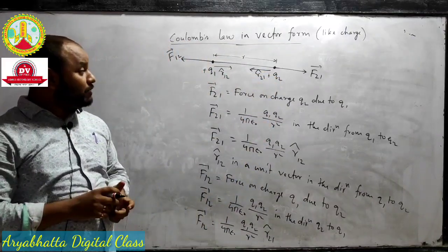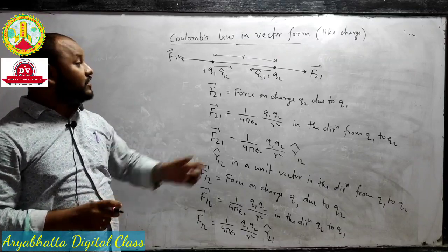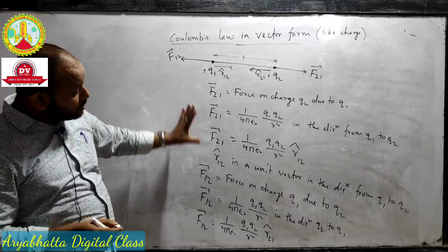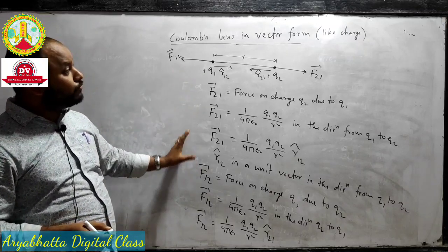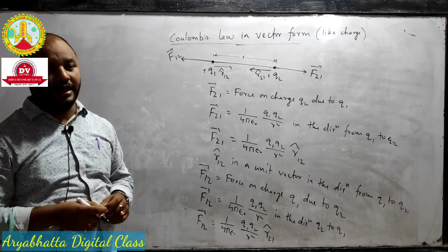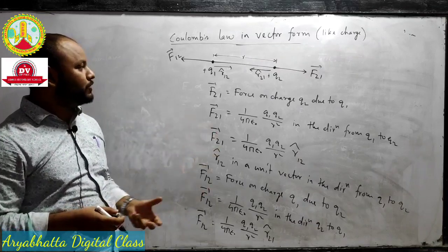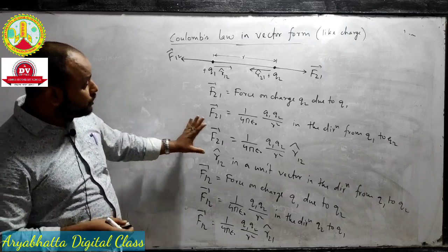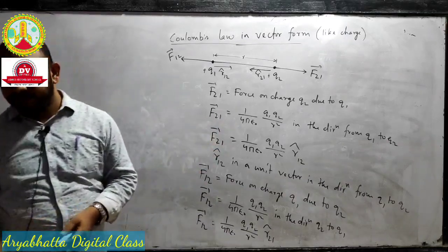So what is R21 cap? It is a unit vector in the direction from Q2 to Q1. This is the Coulomb's law in vector form for like charges, where there is a repulsion between two charges. For unlike charges, the equation will be different.